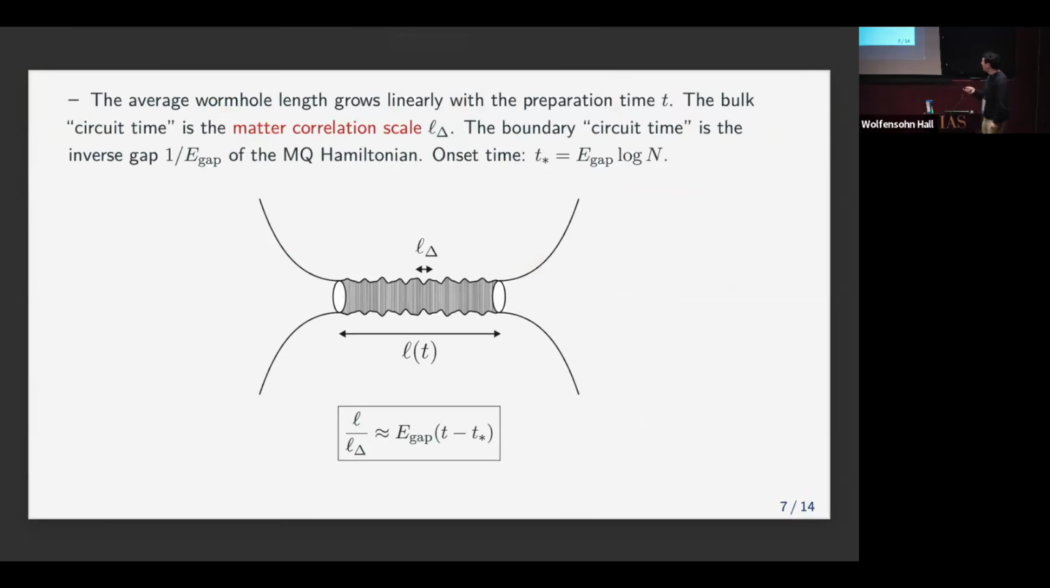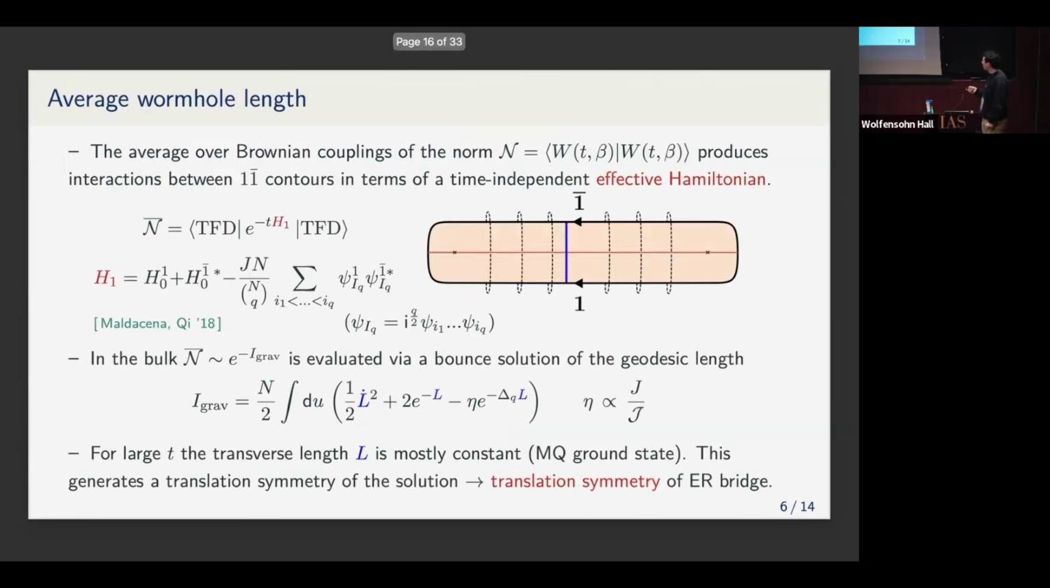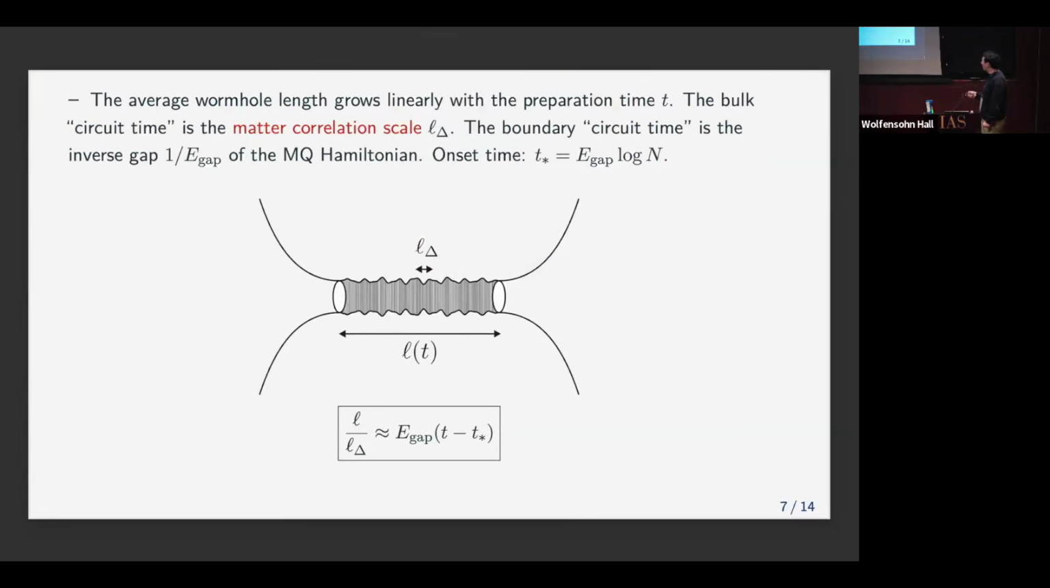However, in order to pin down the exact growth, we can find out all of the details about this previous solution and write down a formula for the average length of the wormhole as a function of the boundary time. So we find the following relation. On the left-hand side, I'm representing the length of the wormhole in units of what I will be calling the matter correlation scale L delta.